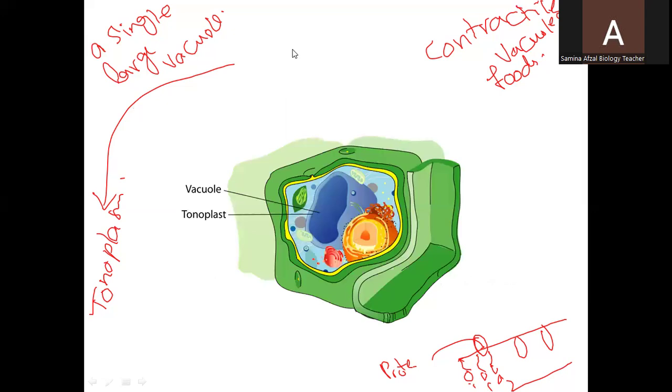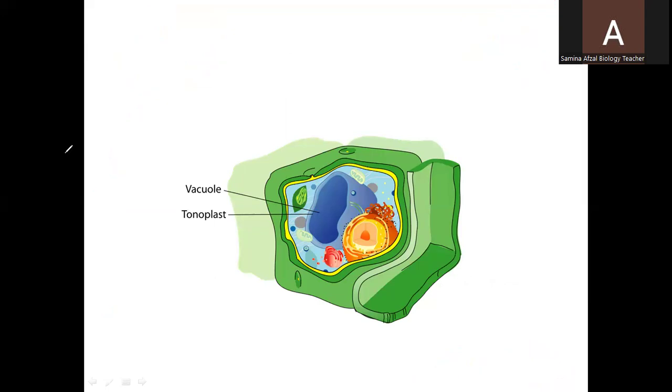You can see over here, this is the plant cell. In the plant cell, you can see a vacuole in the center, and the membrane of the vacuole is called the tonoplast. So this is only the plant cell.